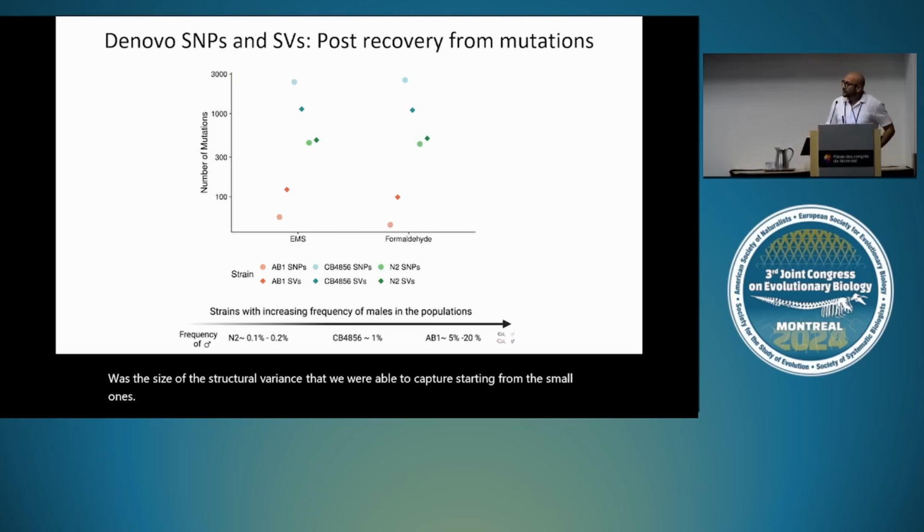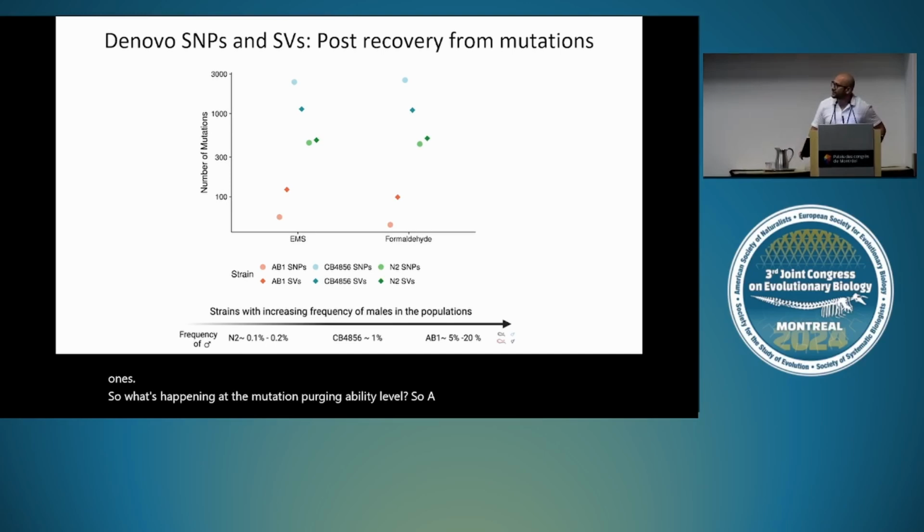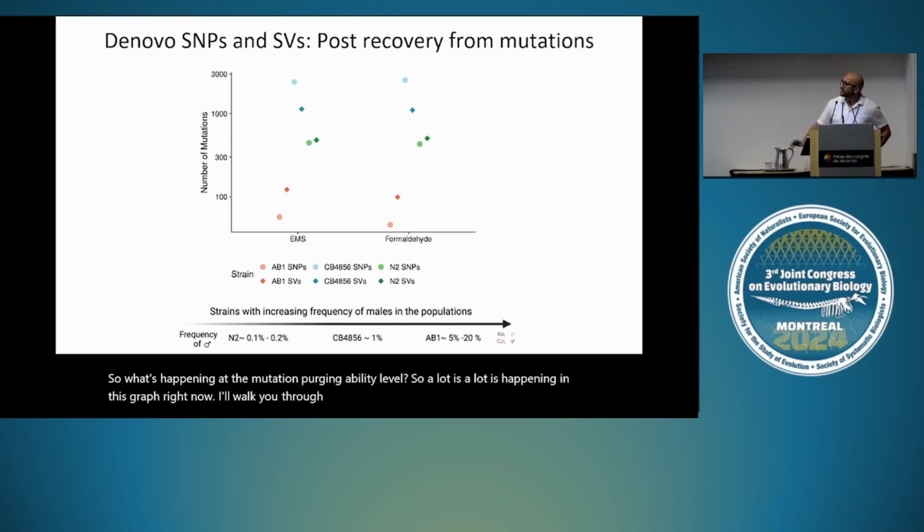So what's happening at the mutation purging ability level? A lot is happening in this graph right now, I'll walk you through it. These are the de novo SNPs and structural variants post-recovery from mutation for all the 3 strains. Every circle is for SNP, and every diamond-shaped figure is for the structural variant in the genome. The green ones are the N2s, which had the least male frequencies. Their efficiency to get rid of SNPs and structural variants is similar because, as you can see, for both EMS and formaldehyde, they are next to each other.